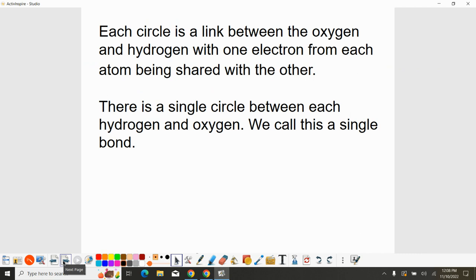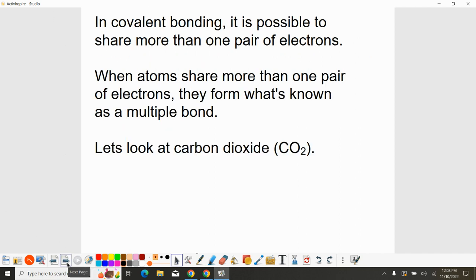This gets us into single, double, and triple bonding. Each pair of electrons that is shared between the two atoms represents a covalent bond. If we circle a single pair of electrons, we call that a single bond. If we circle 2 or more pairs, we'll have multiple bonds. So if we circle 2 pairs, it's a double bond. 3 pairs, it's a triple bond.